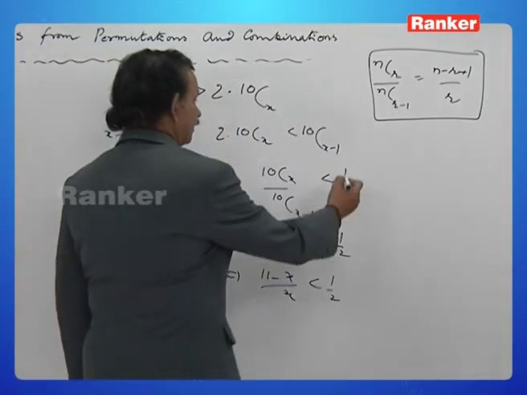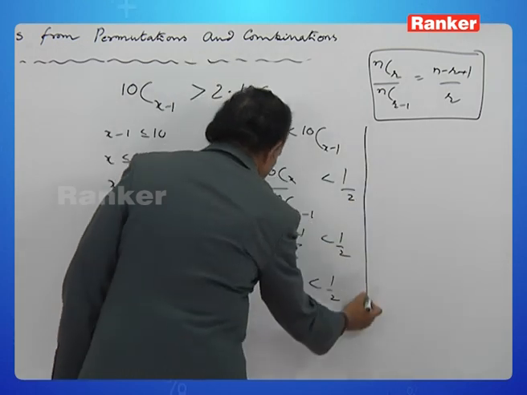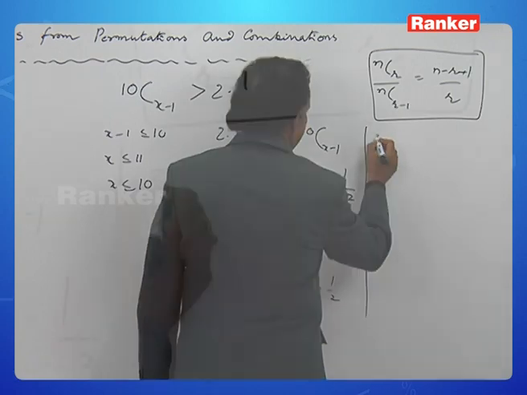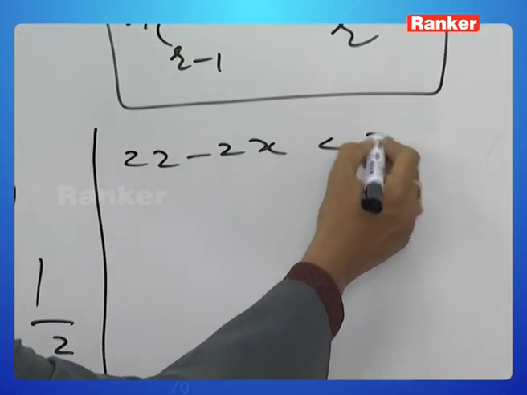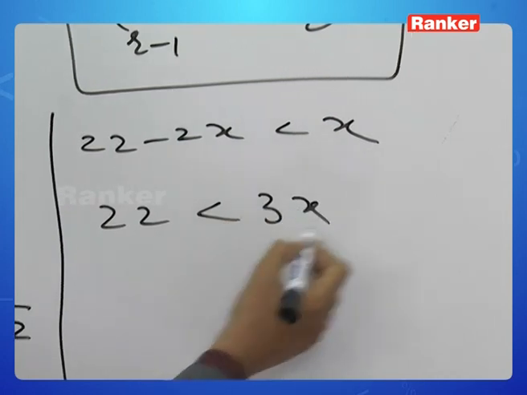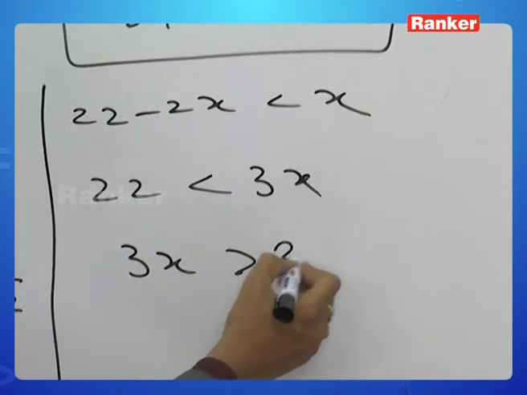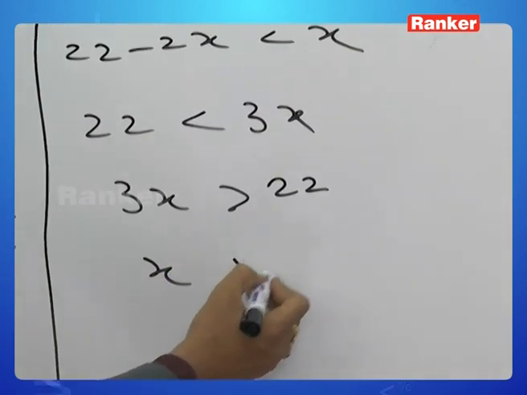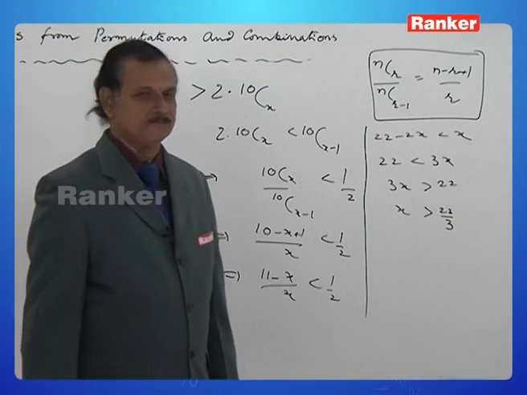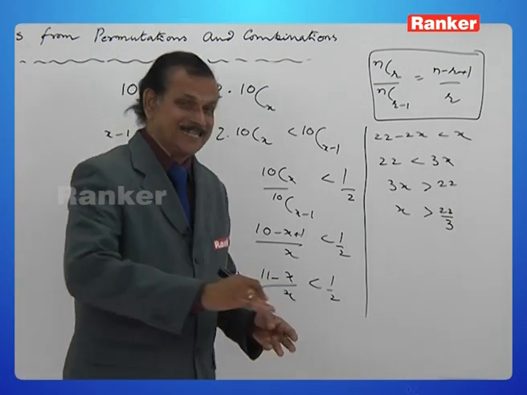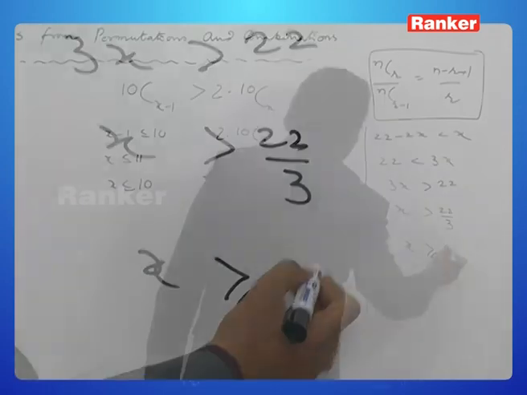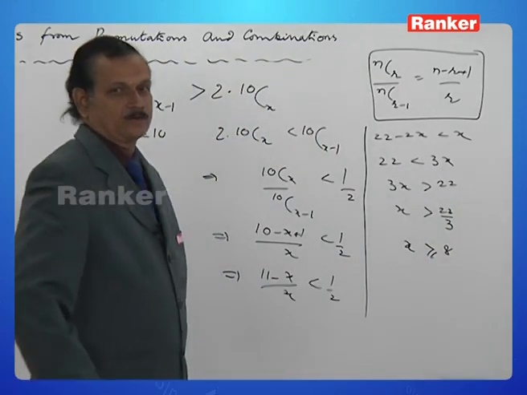Let us cross multiply that. As x is positive, it can be possible. Therefore, 22 minus 2x is less than x. Therefore, 22 is less than 3x, or 3x is greater than 22. That is, x is greater than 22 by 3. But 22 by 3 is 7 point something, and x is greater than that. Therefore, x is greater than or equal to 8.